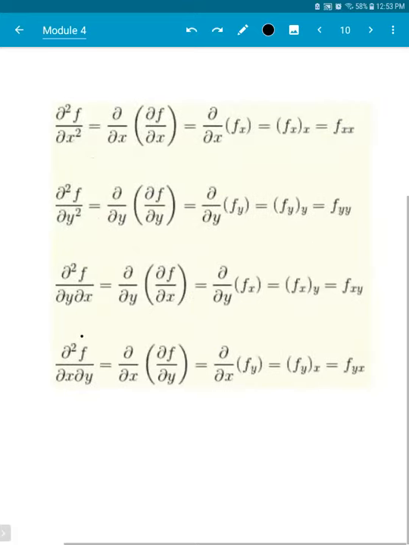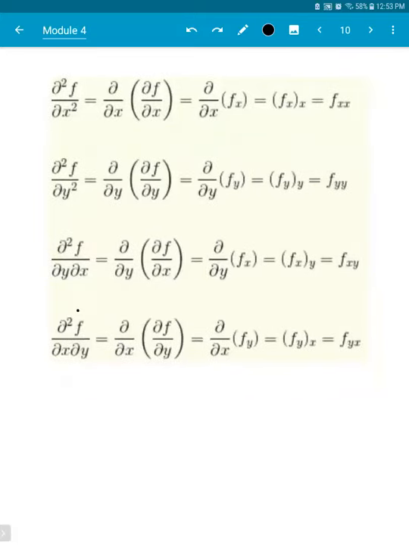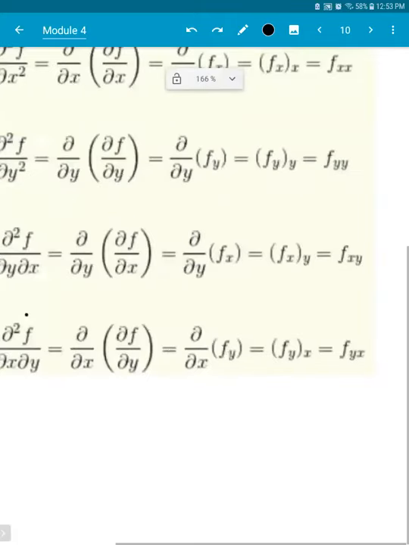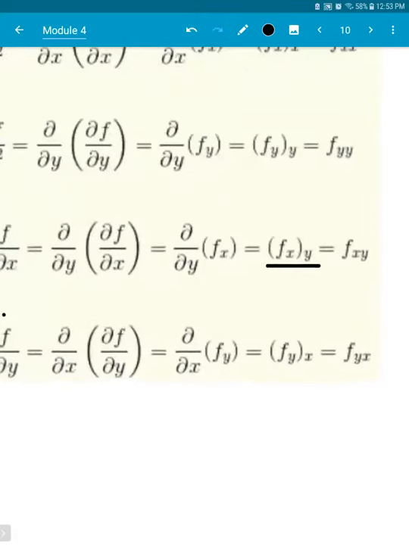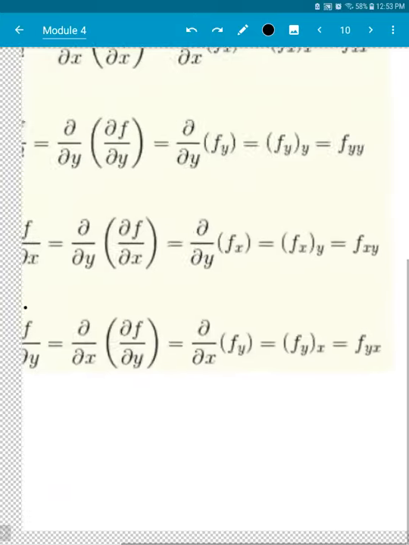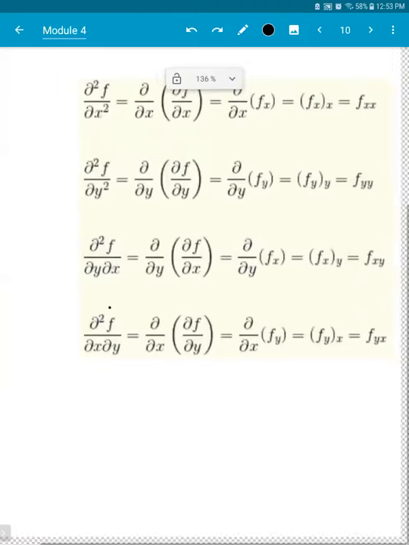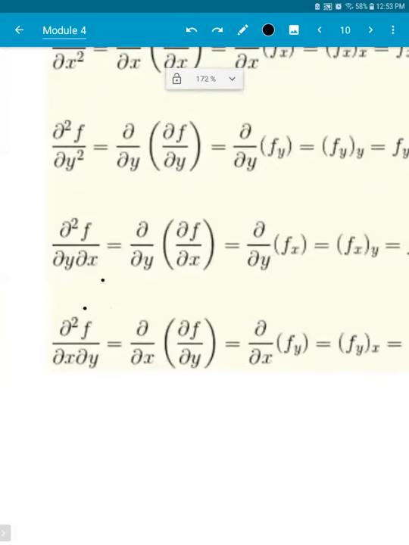We also have the cross derivatives, and we have two. We can first differentiate with respect to x, then with respect to y, given by this one, or equivalently we just write f sub xy. So you read from left to right: derivative first with respect to x, then y. But the other notation reads the other way around.